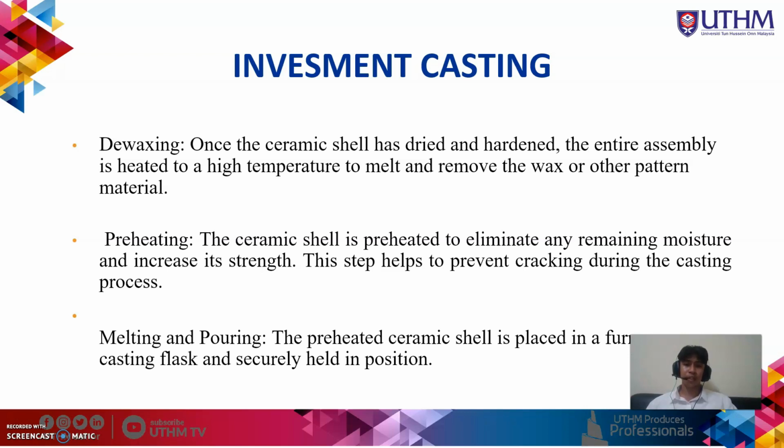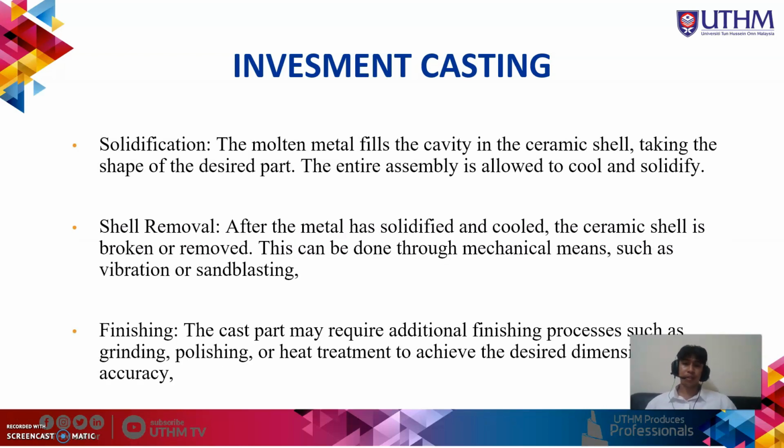That is melting and pouring. The preheated ceramic shell is placed in a furnace or a casting flask or securely held in position. Next is solidification. The molten metal fills the cavity in the ceramic shell, taking the shape of the desired part when the assembly is allowed to cool and solidify. Next is shell removal. After the metal has solidified or cooled, the ceramic shell is broken or removed. This can be done through mechanical means such as vibration or sandblasting.